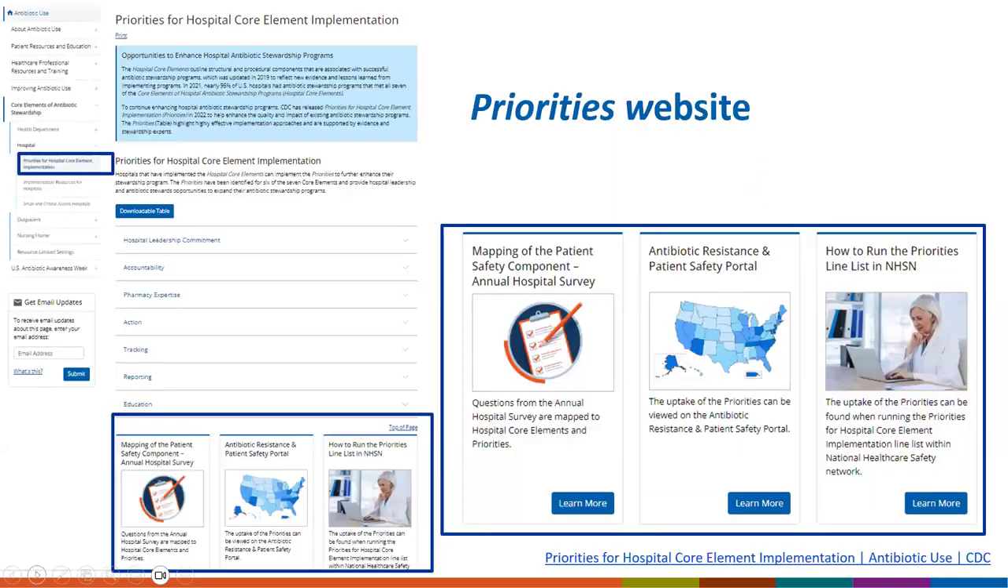On the left-hand side, this is a screenshot of our recently updated priority website, which links to different resources mapping the NHSN facility survey questions to the respective priority core element. Similar to the hospital core elements, we have the mapping as well as the functionality within NHSN Analytics to see the uptake of core elements at your facility or healthcare system if you have the group function.